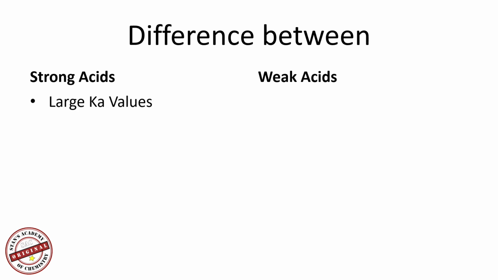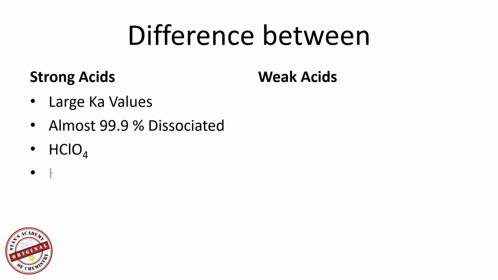Strong acids have very large Ka values. They are almost 99.9% dissociated. Here are some examples: HClO4, H2SO4, HNO3, HCl, HBr, HI, and I already asked you to memorize these values.